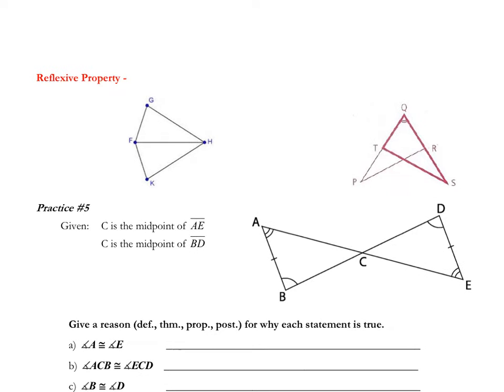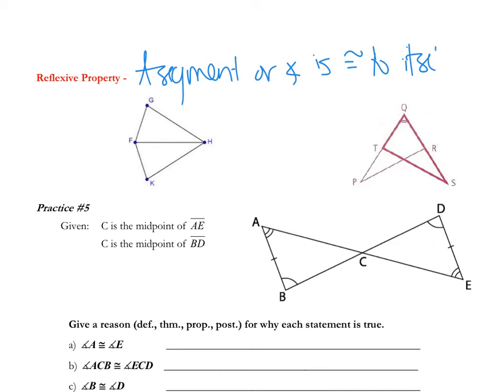And let's review the reflexive property. So remember that the reflexive property is a segment or angle is congruent to itself. And you're going to be using the reflexive property quite a bit. So if we look at this first triangle, we have FH is congruent to FH. Why did we say that? Because each one of these individual smaller triangles shared FH together, meaning they shared the same side.